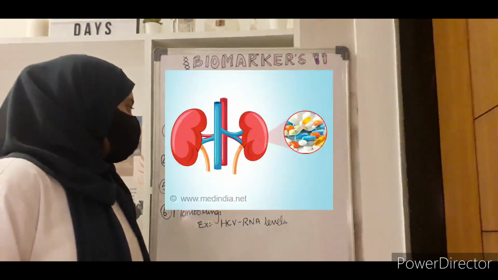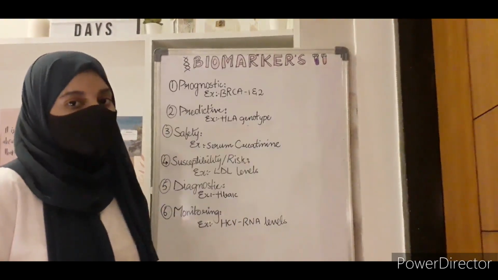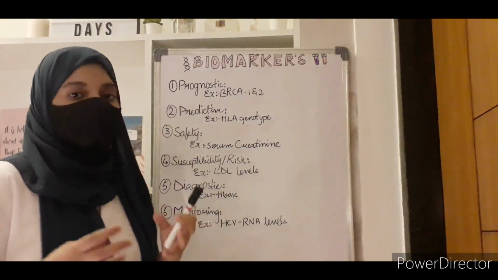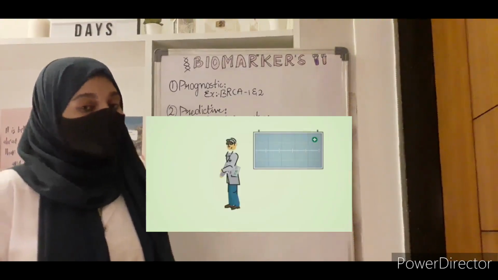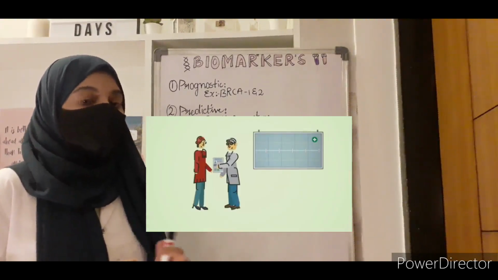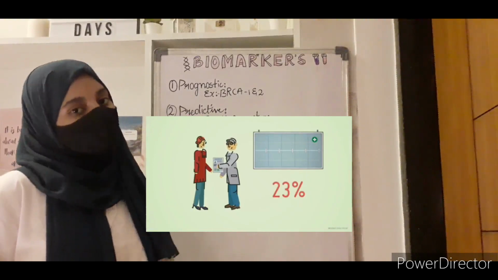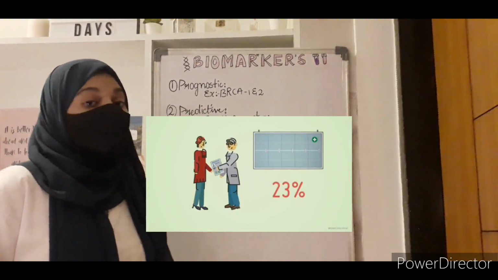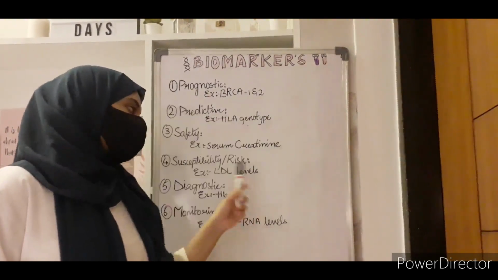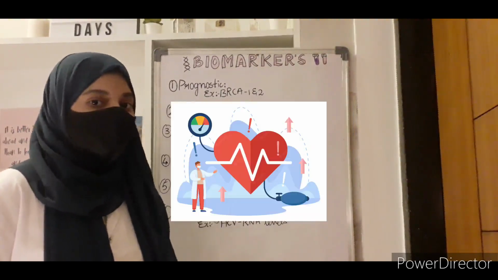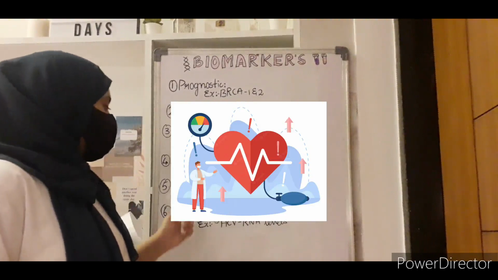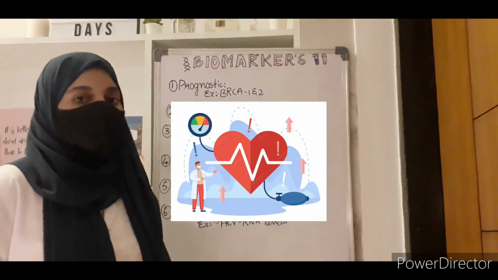The next biomarker is susceptibility or risk biomarker. These biomarkers measure to indicate if there is a chance of increased, or sometimes decreased, chances of developing a certain disease later in life. And its example is LDL levels. And we all know if the levels are high, then there is chances of developing coronary artery disease later in life.